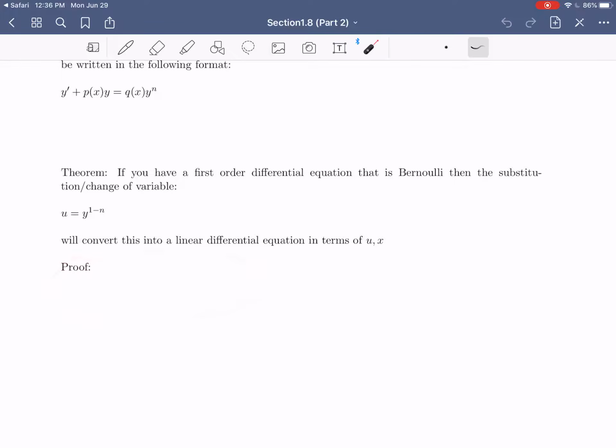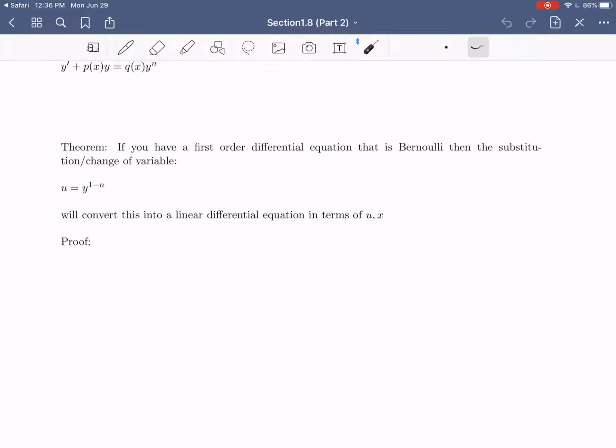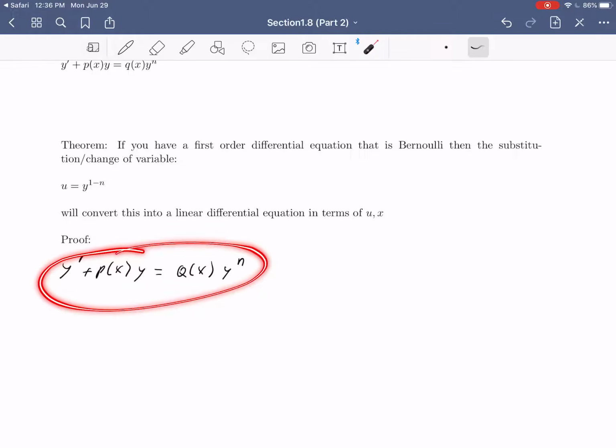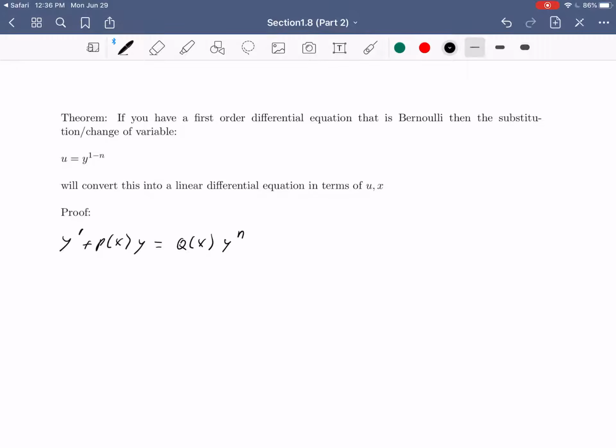Just like we did in the previous video, we'll take a look at this substitution, plug it in, and then see if we can rewrite the Bernoulli differential equation into a linear format. So let's go ahead and take a look at that. We've got y prime plus p of x y equals q of x y to the n. We know we can start with that because we're assuming that we have a Bernoulli differential equation to begin with. And we're told that we should try to use this substitution.